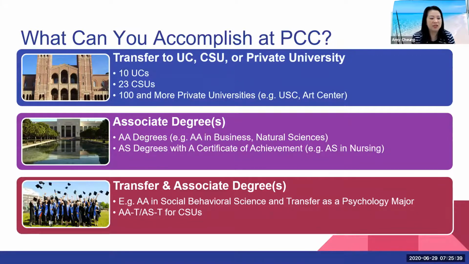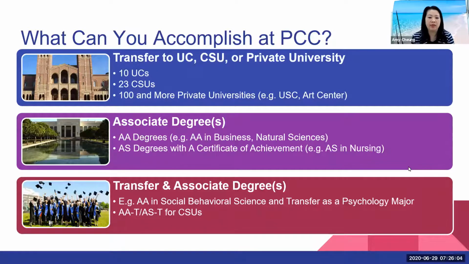So we have also something called the transfer associate degree for those students who are specifically interested in transferring to Cal State University. There are some advantages in getting the associate degree for transfer. That way, if you have that degree, when you transfer to a Cal State University, it's guaranteed that you would finish within 60 units at the university.